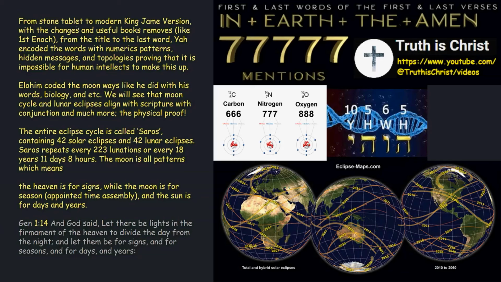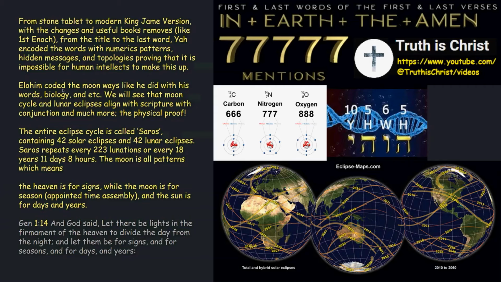All right. So from the stone tablet to modern King James, with the changes and useful books removed, like the Enoch book, from the title to the last word, Yah encoded the word with numeric patterns, hidden message, apology, proving that it is impossible for human intellect to make this up. I have an example of carbon, nitrogen, and if you have watched these numeric things before, 888 is like Jesus, and then the breath of life, pretty much 7 and 8. And I have the DNA right here, just a real example.